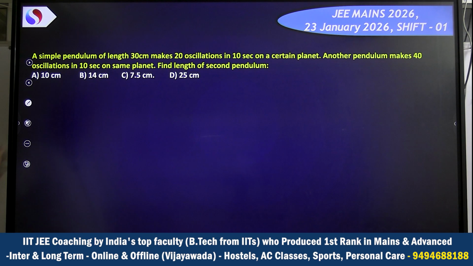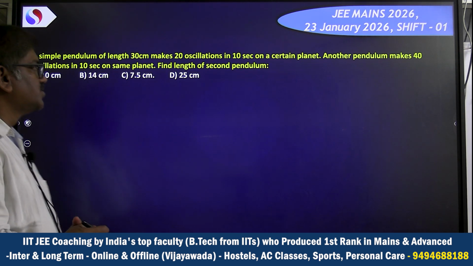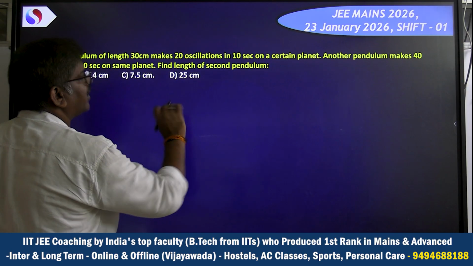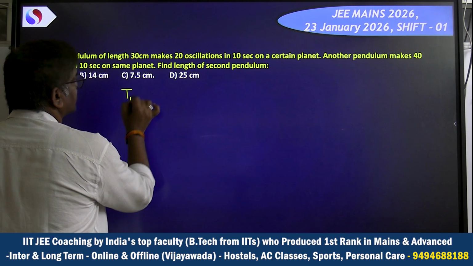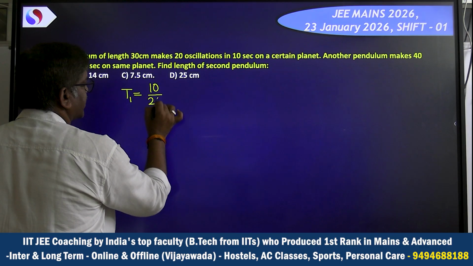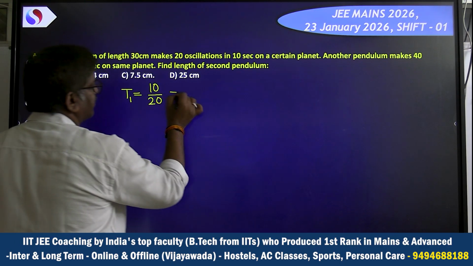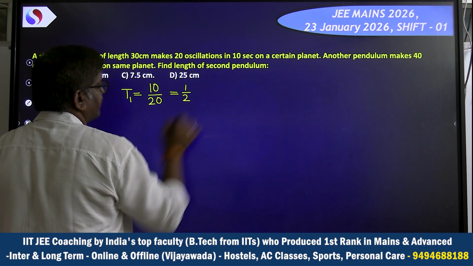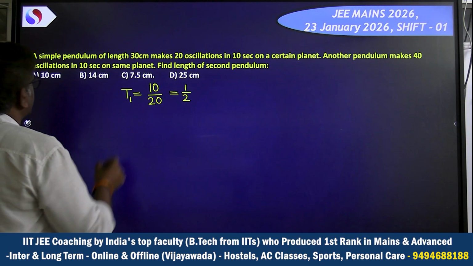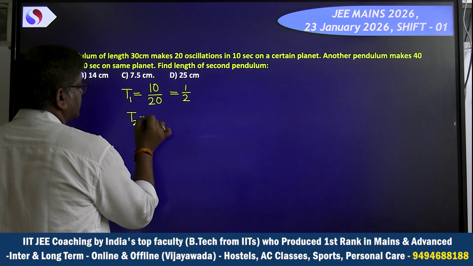Next one. A simple pendulum of length 30 centimeter makes 20 oscillations in 1 second. Okay, so there are two pendulums given. What is the time period of the first one? It is 10 seconds, taking 20 oscillations. That means the time period per oscillation will be 1/2. Similarly, the other pendulum is making 40 oscillations.